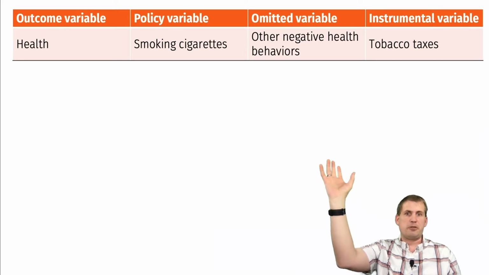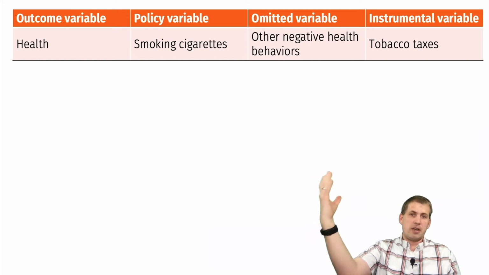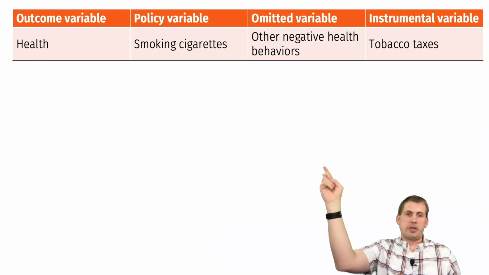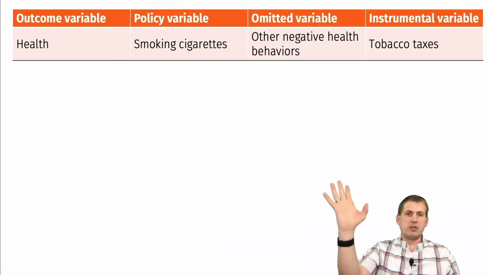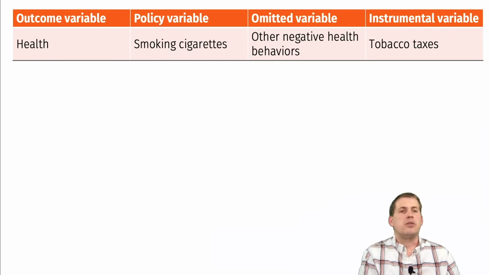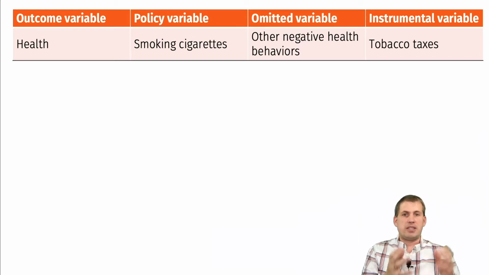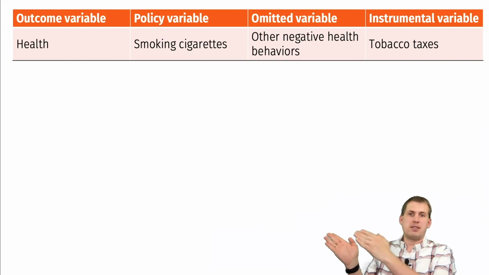To get around this omitted variable, so if you look at this column here, there's a whole bunch of other negative health behaviors that influence health. Smoking cigarettes is one of those things. And so that's our unmeasured confounder. We can't actually measure everybody's negative health behaviors. So what we can do is get around this omitted variable by using an instrument. So in lots of research, people use the existence of or raising of tobacco taxes as an instrument that then explains smoking cigarettes, which then explains health.